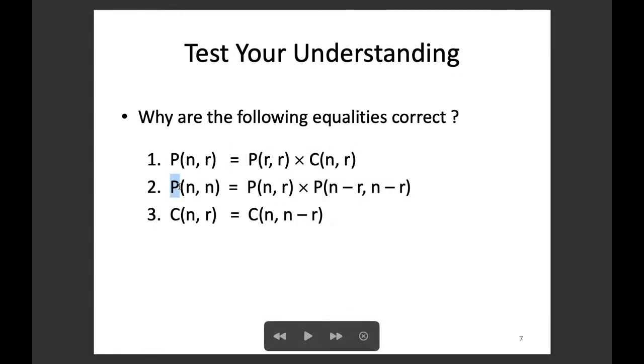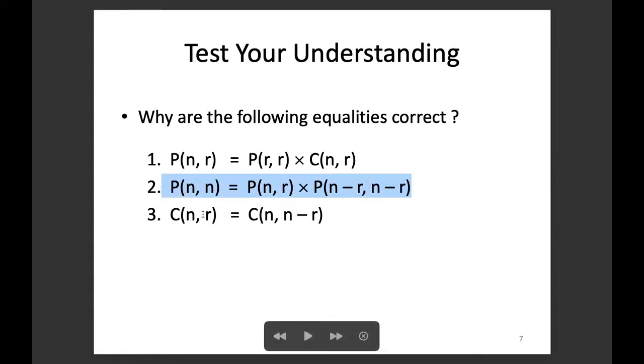Now, how about this one? P(N,N) is equal to P(N,R) multiplied with P(N-R,N-R). Why is it true? In order to make a full arrangement of N items, one thing that we can do is to make an arrangement of some R items first, and then make the arrangement of the remaining items. Whenever we do so, we are always getting a particular arrangement of the N items. So this is another example of the rule of product, and we will have this to be true.